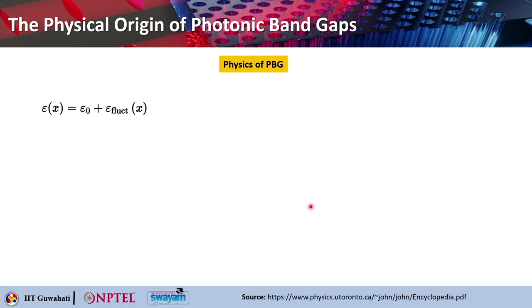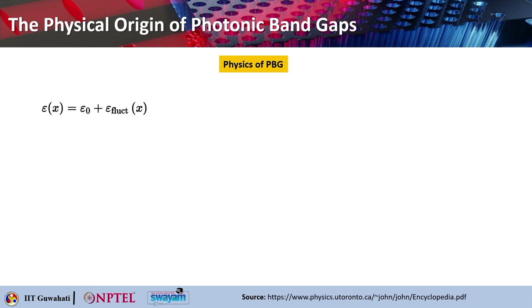Okay, so now let's look into more fundamentals of how exactly the photonic band gap is created. The question of whether light can be localized can be posed in the form of an analogy between Maxwell's equations for electromagnetic wave propagation and Schrodinger's equation for electron propagation.